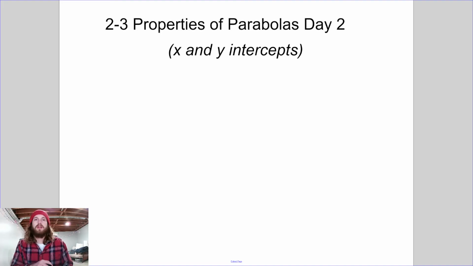What's up, everybody? We are going to kick things straight off with 2-3 day 2. We're going to be graphing parabolas yet again, except this time we are going to be using a form we've not yet seen.